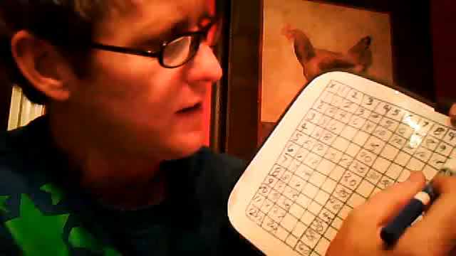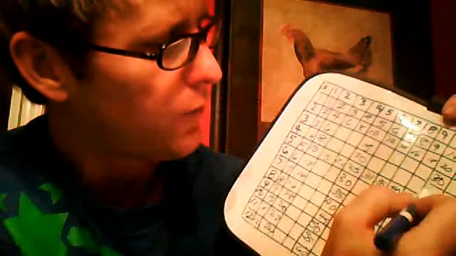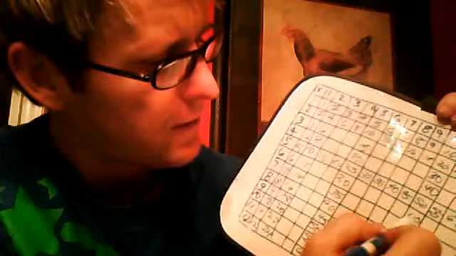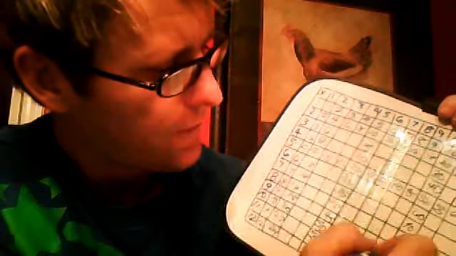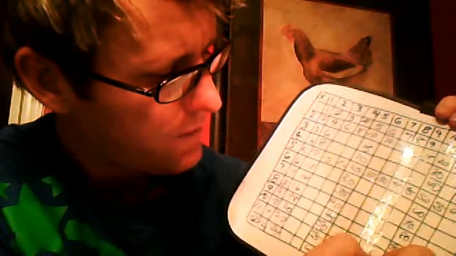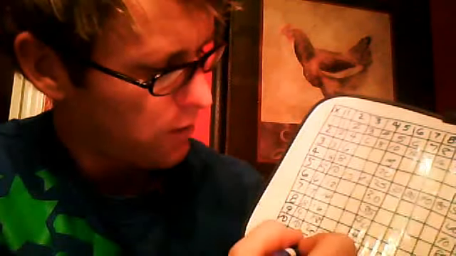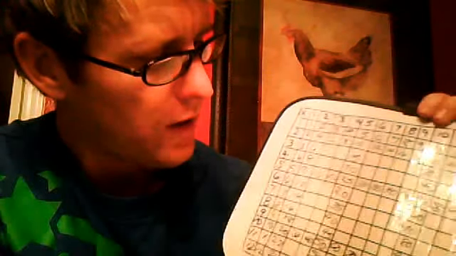Next, I'm going to fill in my 10's. 10, 20, 30, 40. I already have 50 there. 60, 70, 80, 90, 100, 110, and 120. Same thing going across. 10, 20, 30, 40, 50, 60, 70, 80, 90. There's 100, 110, and 120. Alright, look at that. In just a couple of minutes, I have my chart almost complete.